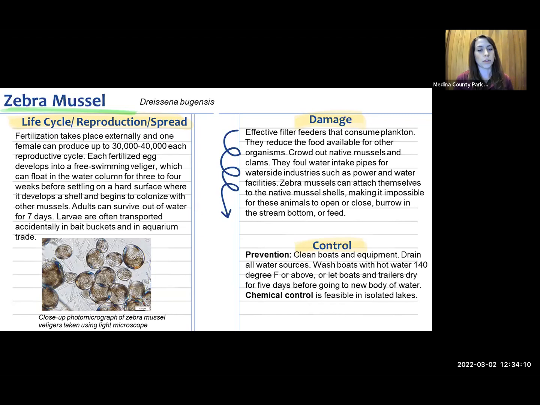And then the control is going to be the same. It's all about prevention, just keeping them from going from one body of water to another.